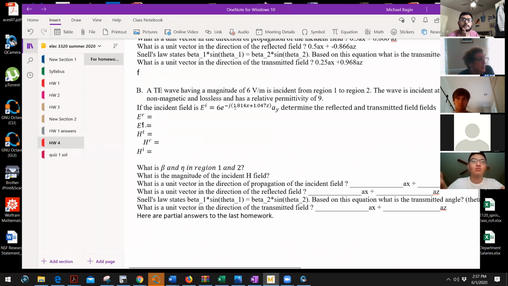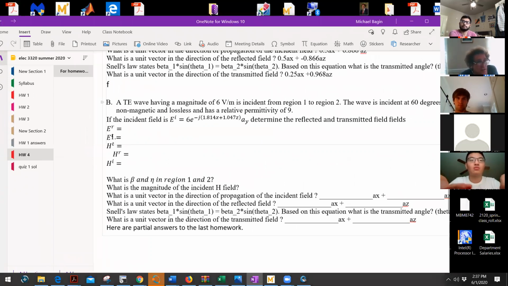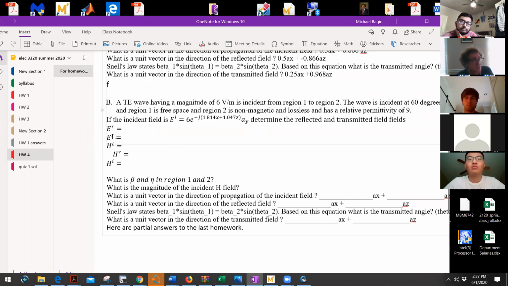It says a TE wave having a magnitude of 6 volts is incident from region 1 to 2. The wave is incident at 60 degrees, region 1 is free space, and region 2 is a non-magnetic material with a relative permittivity of 9. If the incident field is that, determine the reflected and transmitted fields. Okay, here's how we're going to get this, if you want to stay with me on this.